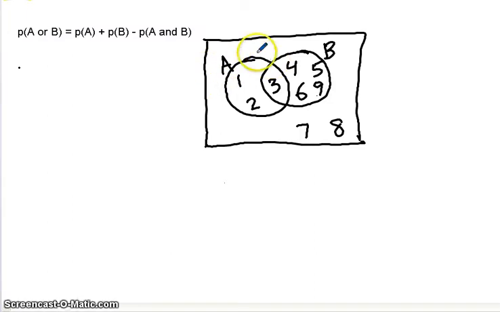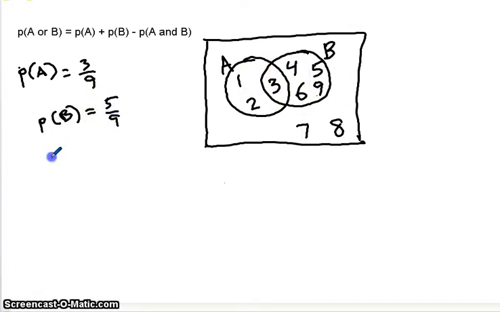So if I want to find the probability that an event is either in A or B, well, let's try this out here. We know the probability that an event is in A is 3 out of 9. The probability that an event is in B is 5 out of 9. And the probability that an outcome is in both events A and B is 1 out of 9.